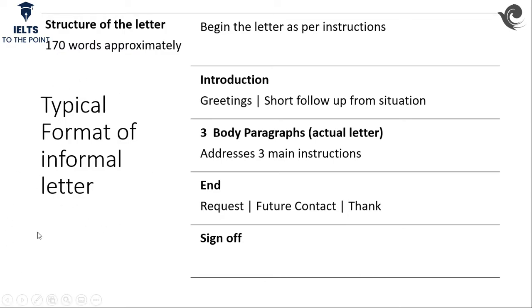On the other hand, in the typical format of the informal letter, in the introduction paragraph, you have a greeting and you have a short follow-up from the situation. Remember, do not write, I am writing this letter to something. As far as informal letters are concerned, you need not write why you are writing the letter or the purpose of the letter. Then you need to write 3 body paragraphs. These 3 body paragraphs address the 3 main instructions. Then again in the end you have request, future contact and thank.